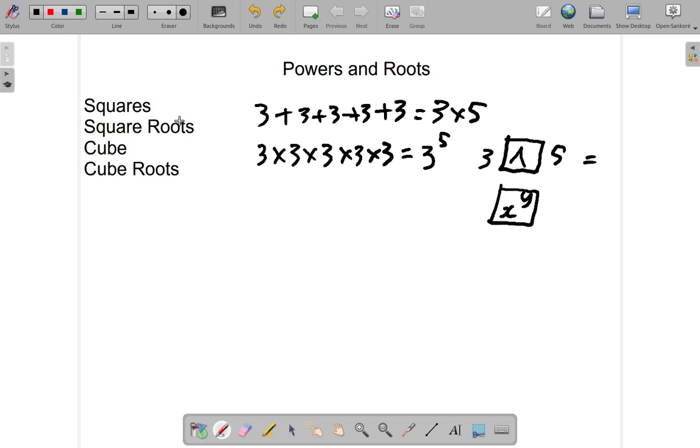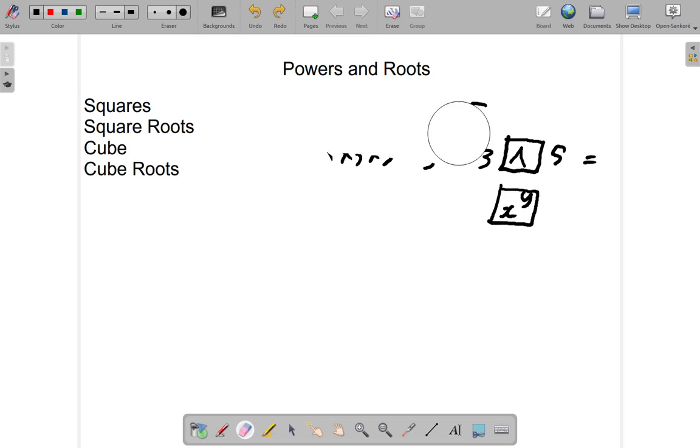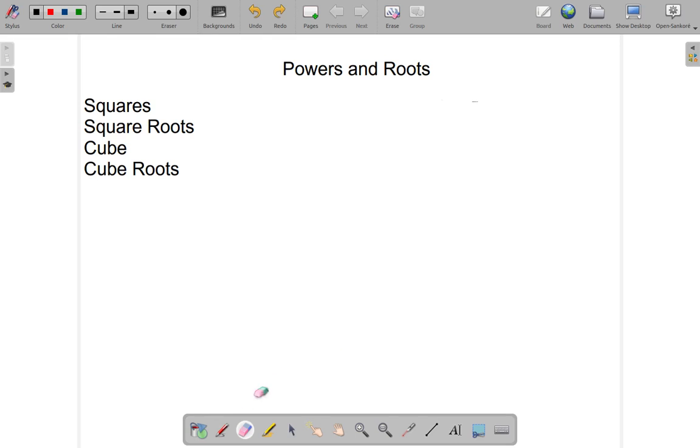Alright, now what we're going to be concentrating on is a square. So 3 squared means 3 multiplied by 3. Therefore, the square of a number is the result you get when you have 2 of those numbers and they multiply each other. Okay, 3 times 3 gives you 9. So 3 squared is 9. The square of 3 is 9.